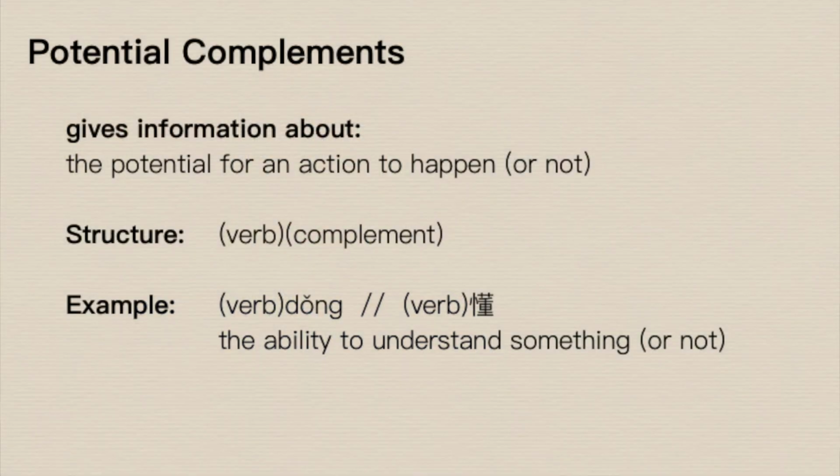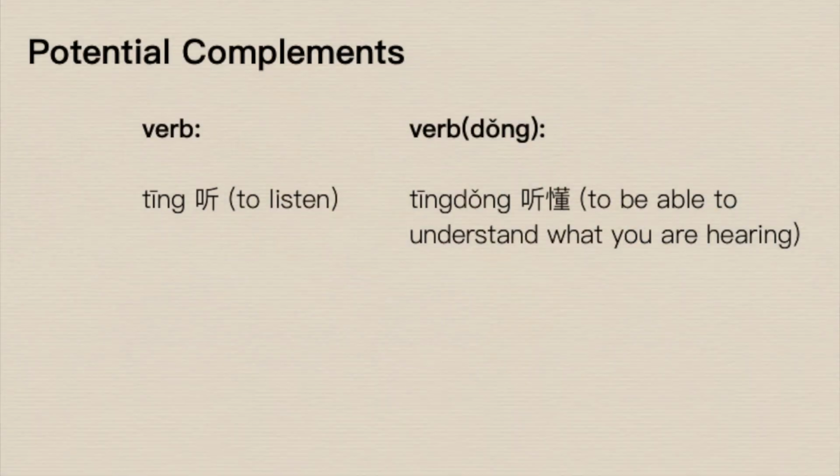The second category of complements I want to talk about are potential complements. These have to do with the potentiality of something to happen or not. One potentiality that language learners are all familiar with is the potential to understand what you're hearing or understand what you're reading, right? So let's use this understand potential complement. 懂. 懂 by itself means to understand. So if we put the verb 听 in front of it, 听懂 means to be able to understand what you're hearing.